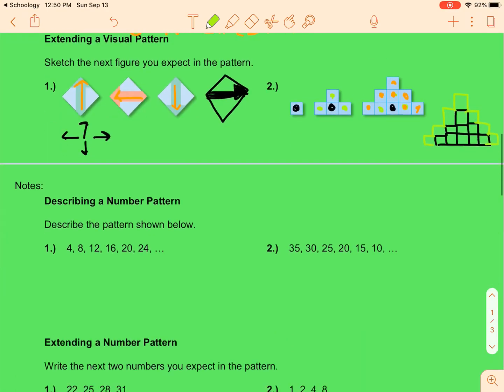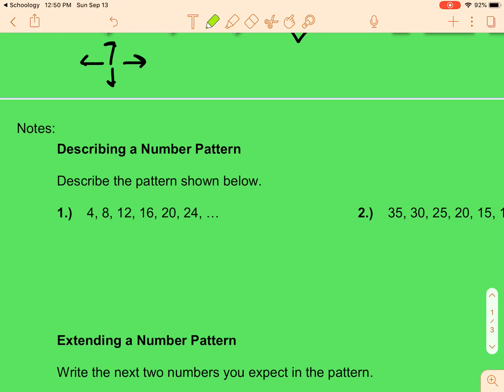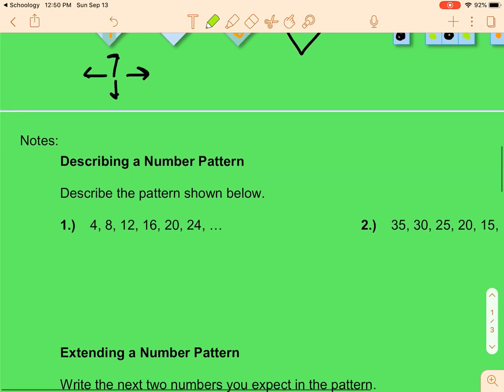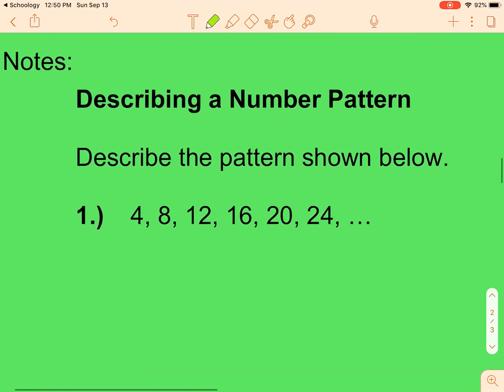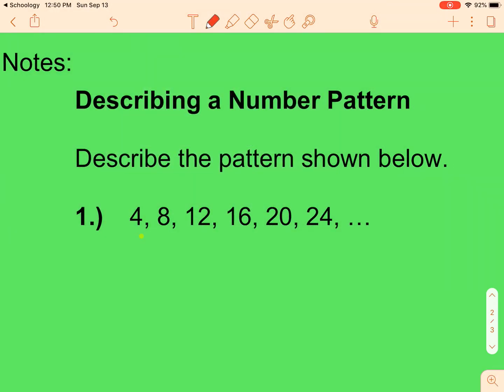Alright, we are almost done, boys and girls. Now we are going to describe a pattern that has numbers this time. So when I look at this pattern, what do I notice going from 4 to 8? What happens from 4 to 8? Right, I'm adding 4. What about 8 to 12? You're right, I'm adding 4. I'm adding 4 each time. So my pattern is adding 4.